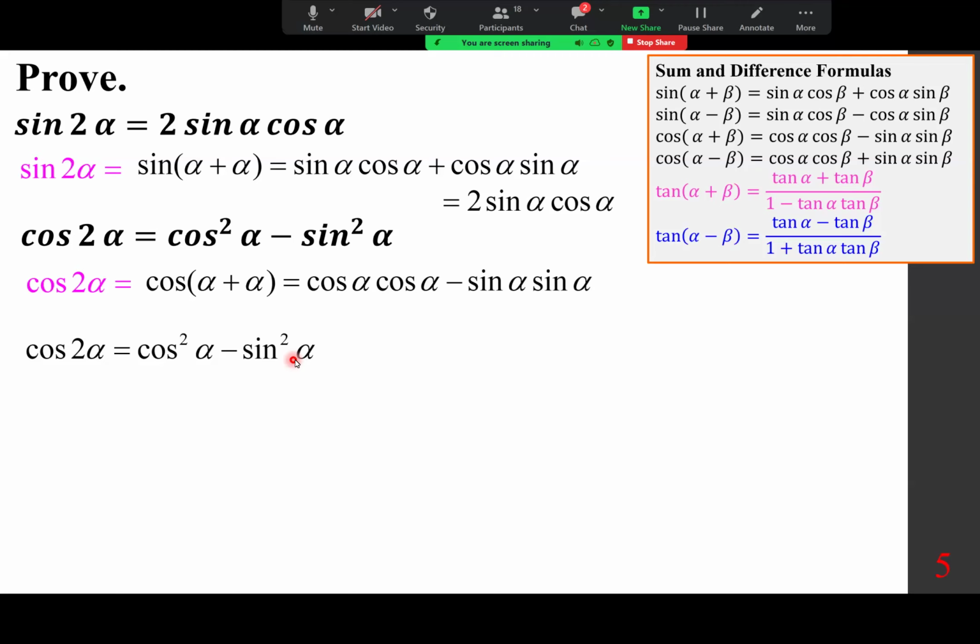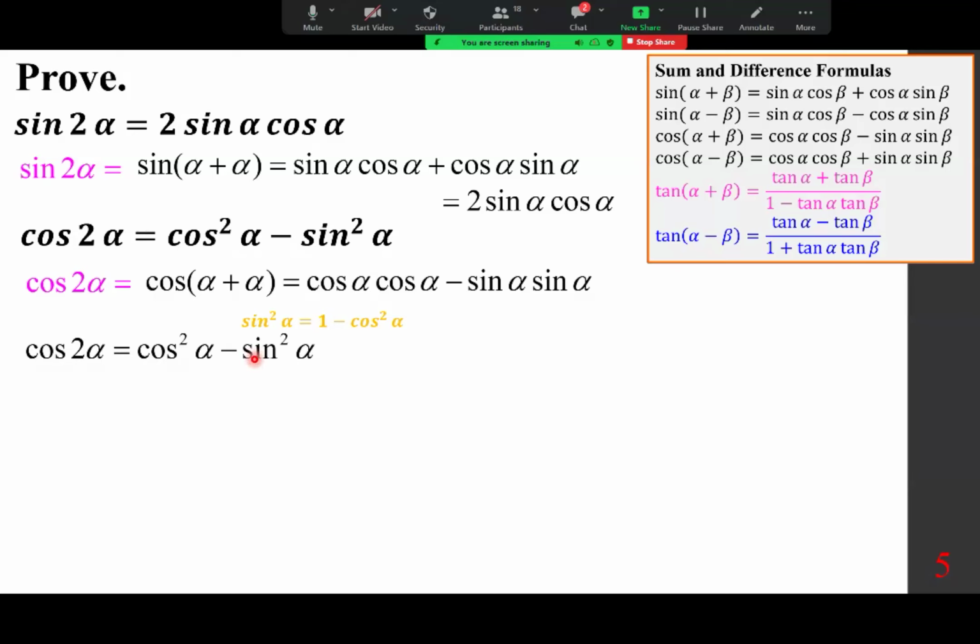Now, cosine of 2 alpha, we can represent it 3 different ways because we can change sine squared to 1 minus cosine squared. If we do that, so cosine squared minus this. So if I subtract this from cosine squared, I get minus 1 plus cosine squared.